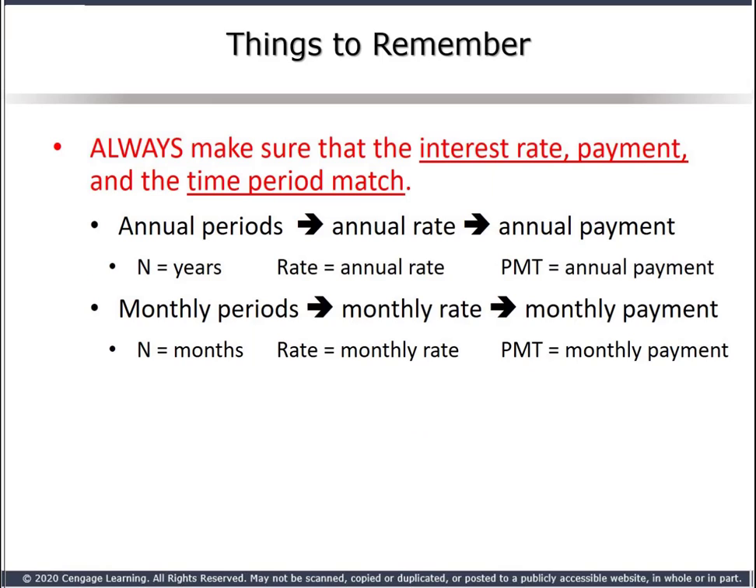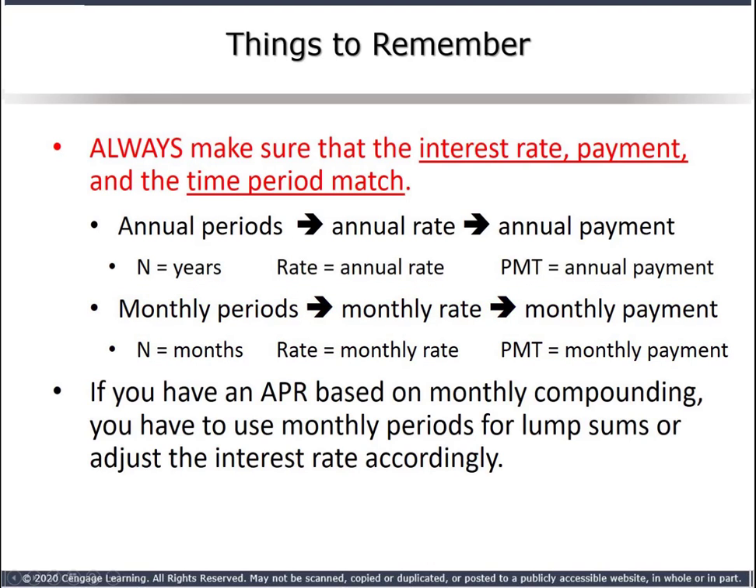Matching periods is very important. The interest rate, payment, and time period must match. Annual periods: N equals years, IY is an annual rate, payment is an annual payment. Monthly periods: N is the number of months, IY is the rate per month, payment is a monthly payment. $50 per month is not $600 a year, nor is $600 a year the same as $50 per month. In both cases, the time when dollars are received affects the interest earned.